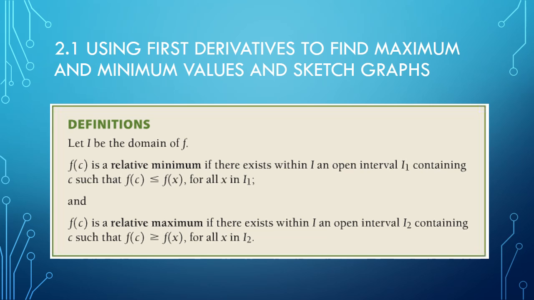And then a relative maximum has a similar definition. It's just going to be the highest point in that surrounding area. Again, a relative meaning it's not necessarily the highest or the lowest for the entire graph. However, for the surrounding area, it is the high point or it is a low point.